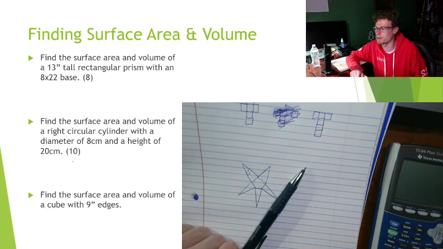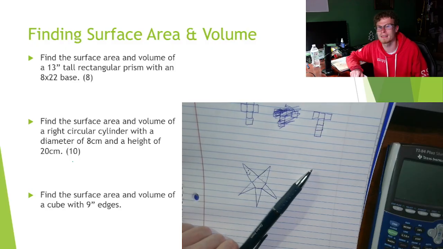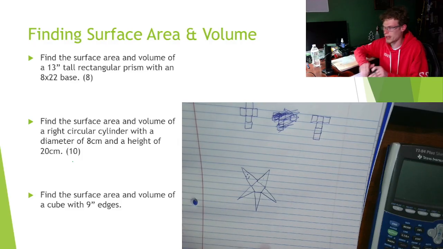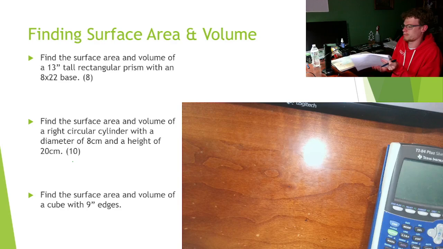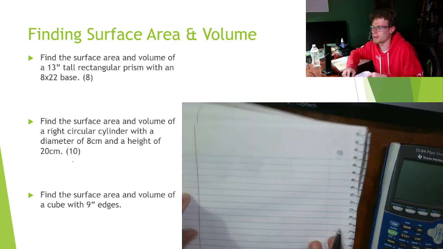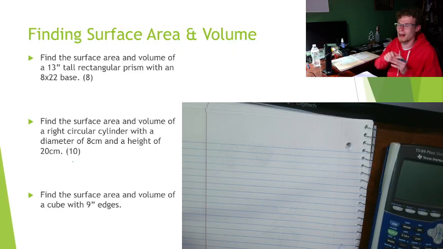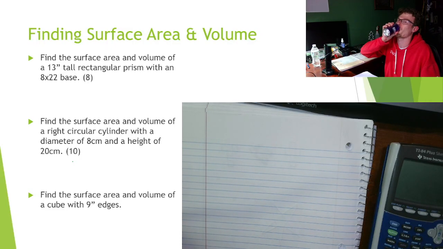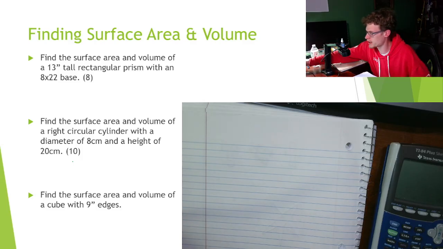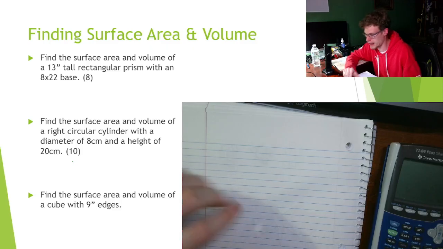Which, speaking of which, that's probably the key concept from this whole unit. So we're going to kind of touch on that just a little bit. I'm going to change my paper a little bit. All right, so finding surface area and volume. And again, that's the primary focus of this unit, that you will be able to identify surface area and volume. Okay, so let's begin with this.